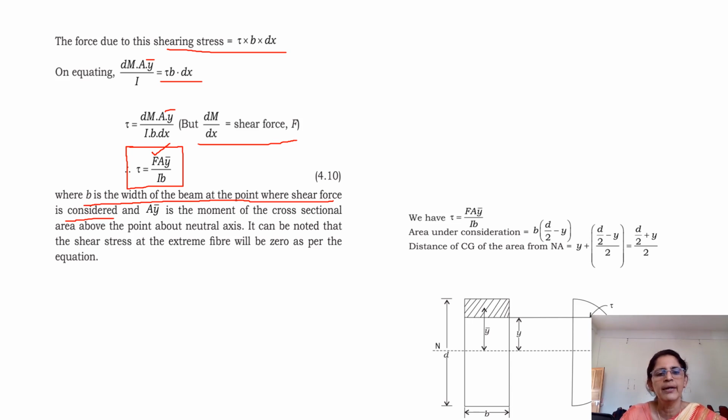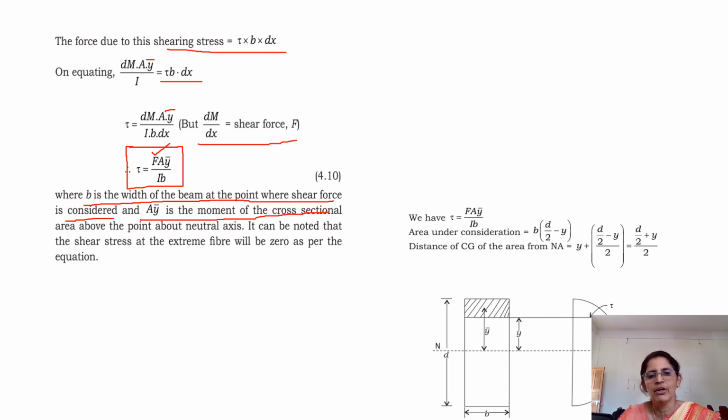Otherwise you cannot do that, because if it is a T section, or an I section, or a triangular section, the width is varying at each and every point. So you have to take the appropriate width at the section under consideration. So B is the width of the beam at the point where shear force is considered, and AY bar, that is also another important definition.